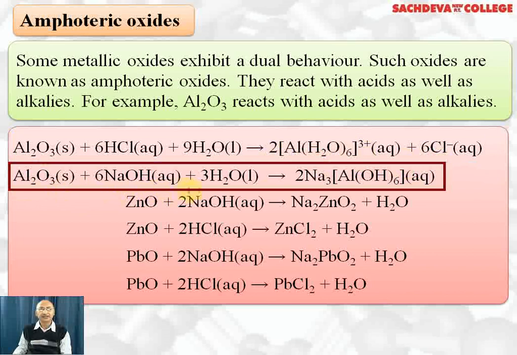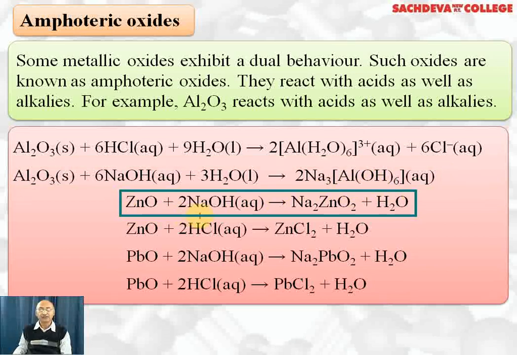Al2O3 will react with 6 NaOH plus 3 water and this complex is formed: Na3[Al(OH)6]. It is sodium hexahydroxyaluminate(III). That is the IUPAC name of this complex.